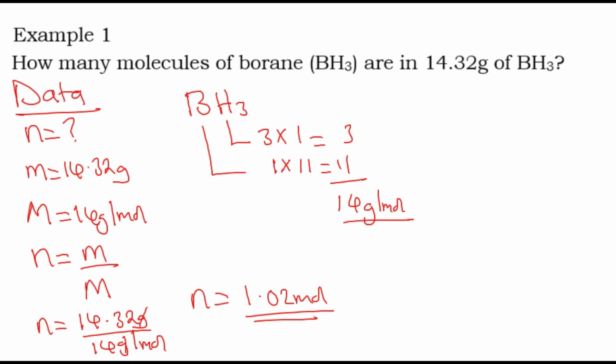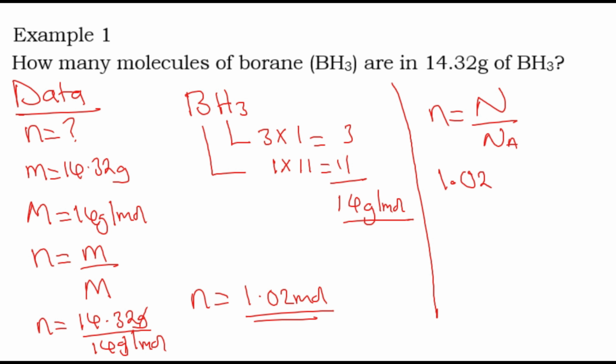So now we need to find the number of molecules. To do that, we say number of moles is equal to number of particles over the Avogadro's number. Then, once we do that, we have 1.02 moles is equal to number of particles all over 6.02 by 10 to the power 23 molecules per mole. Okay, so once we do that, the moles will get eliminated.